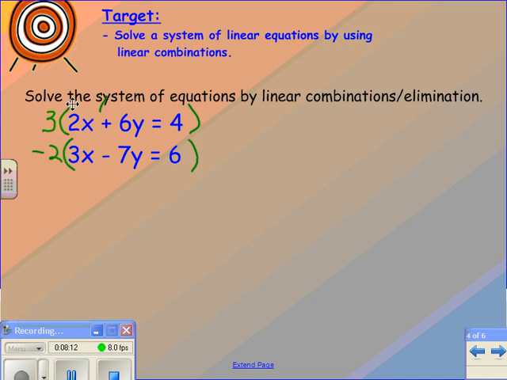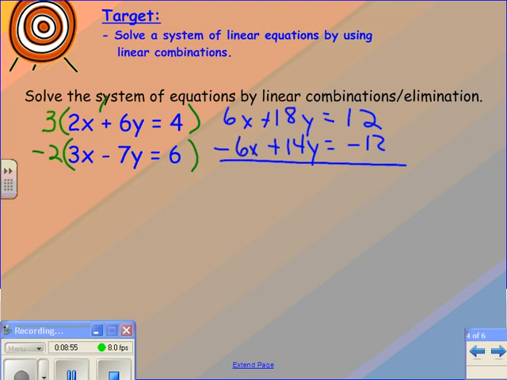So this is one of those examples where both of the equations have to be multiplied by something so that we can get opposite terms in either the x's or the y's. And again, I chose the x's in this particular system. So let's go ahead and make our new equations. The first one, let's just distribute that 3 to everything inside the parentheses. So we have 6x plus 18y equals 12. And in our second equation, we're going to distribute that -2 to everything inside the parentheses. So that's going to be -6x, and that's what we want, plus 14y equals -12.